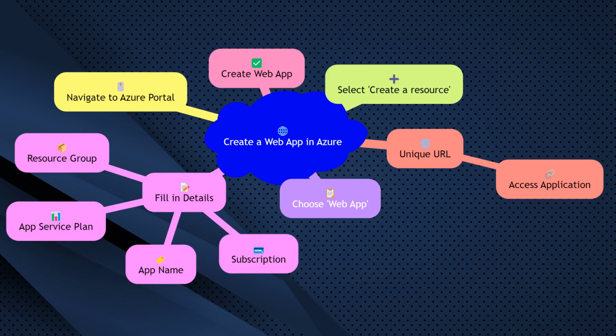To create a web app in Azure, navigate to the Azure portal and select Create a Resource. Choose Web App from the list of available resources. Fill in the necessary details, such as the app name, subscription, resource group, and app service plan. Once the web app is created, you will have a unique URL where your application will be hosted. This URL can be used to access your web app once it is deployed.